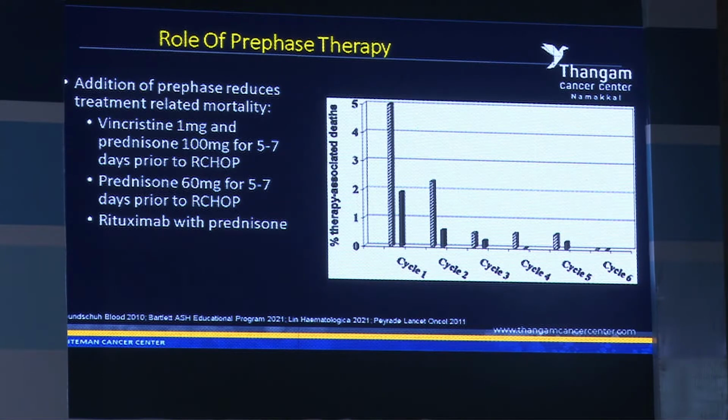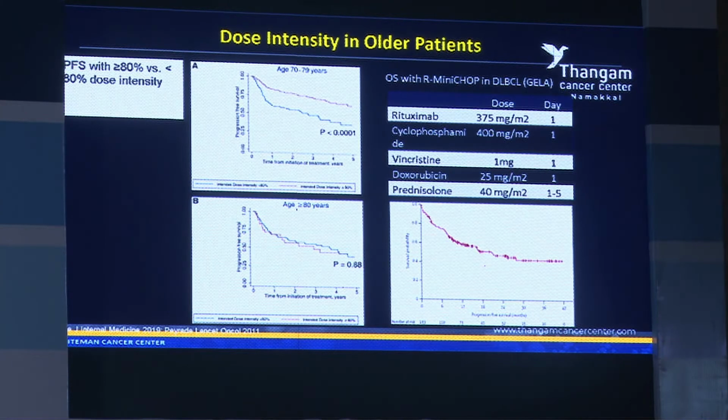So what is the role of prephase therapy? For prephase, they used either vincristine and prednisolone, prednisolone alone, or rituximab with prednisolone, which reduced the risk of mortality in the first 2 cycles, and then further enabled these elderly patients to complete the therapy.